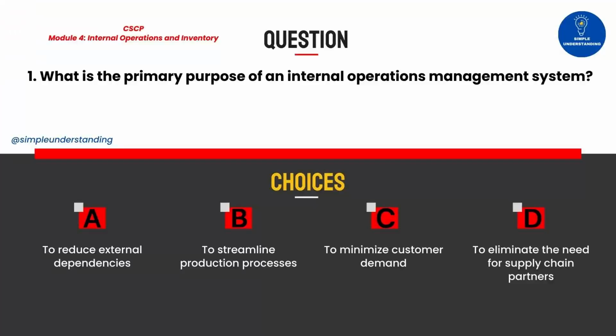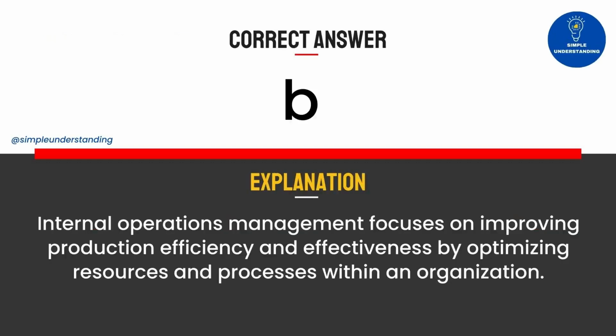What is the primary purpose of an internal operations management system? A. To reduce external dependencies. B. To streamline production processes. C. To minimize customer demand. D. To eliminate the need for supply chain partners. Correct answer, B. Explanation. Internal operations management focuses on improving production efficiency and effectiveness by optimizing resources and processes within an organization.